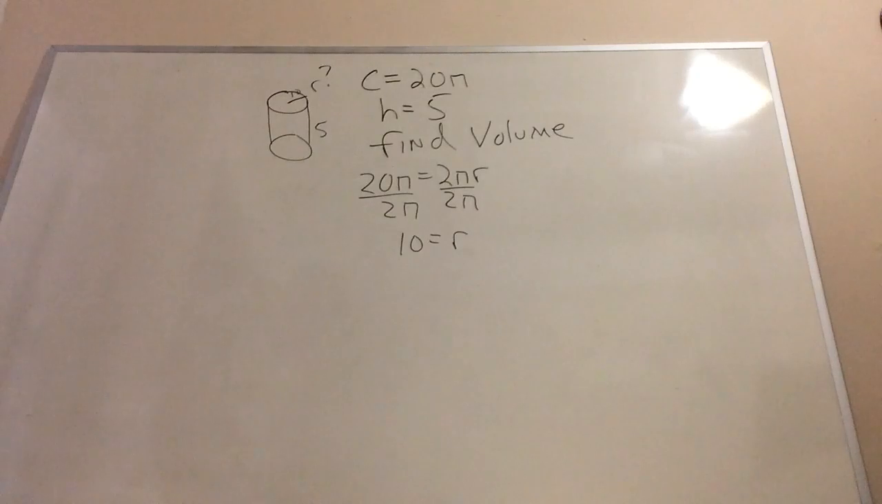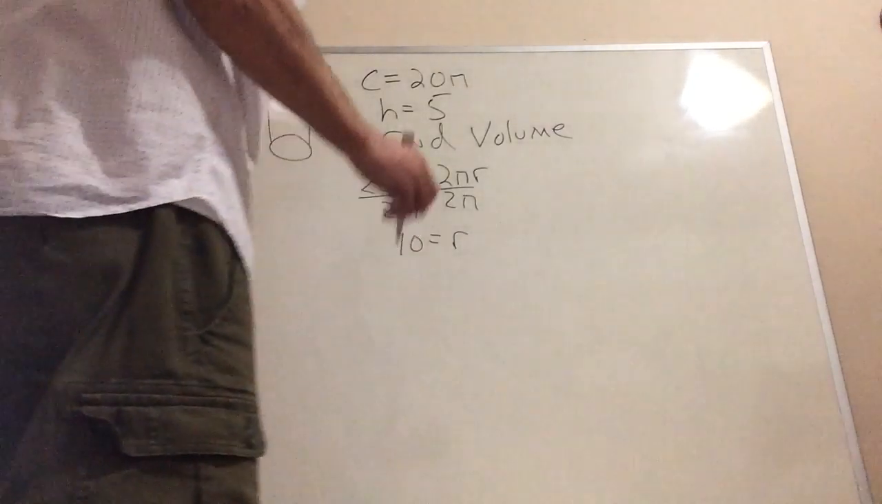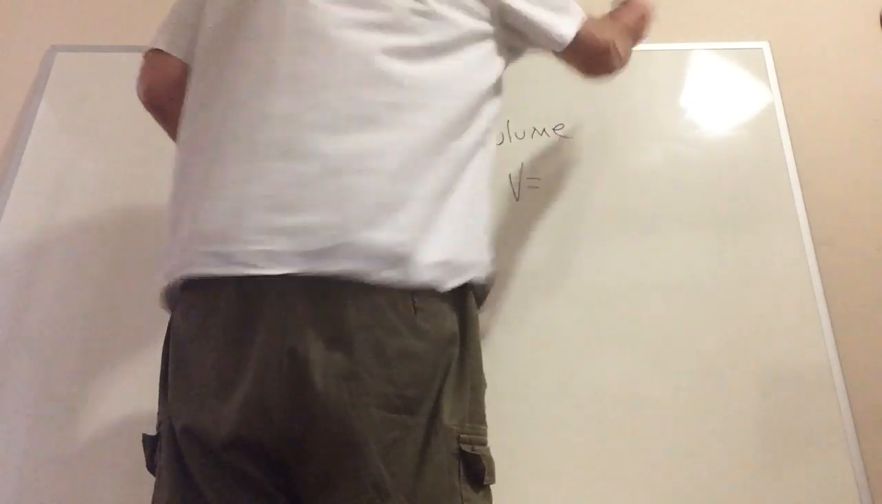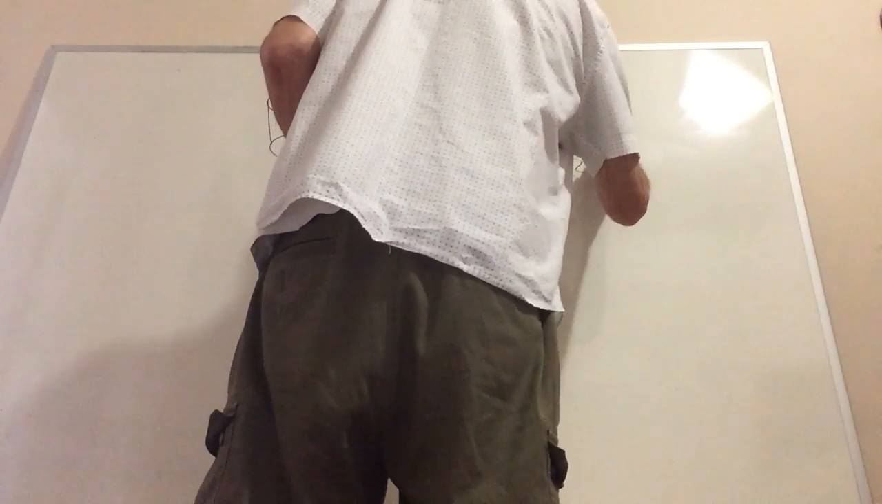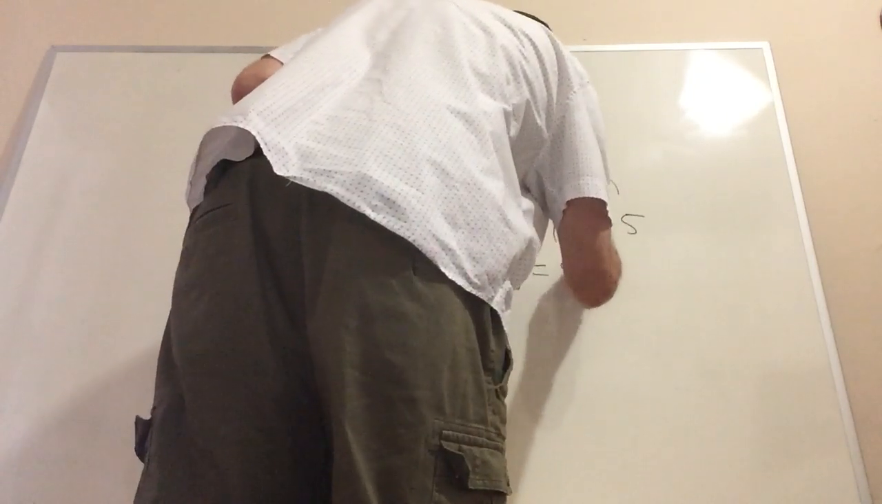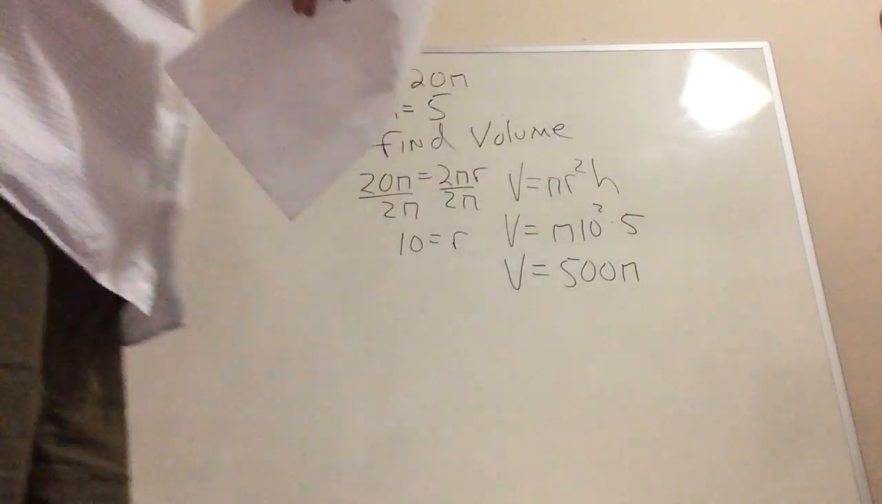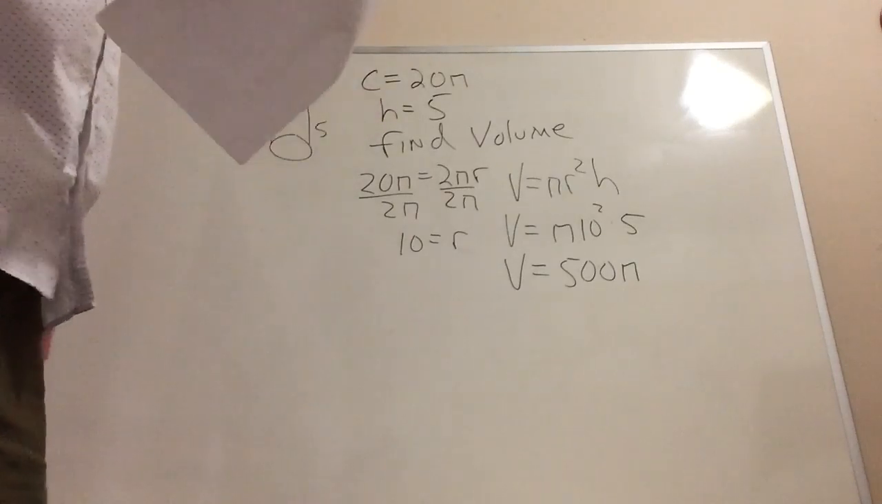But now it's just a plug-in problem. Isn't that correct, guys? I know the radius now, I know the height, and now I can find the volume, and I do that now. I have V equals pi r squared h. Well, that means that V equals pi times 10 squared times 5, so that V equals 500 pi, in terms of pi, of course. Now, there's a perfect example of what you can do when you're doing a problem like this.